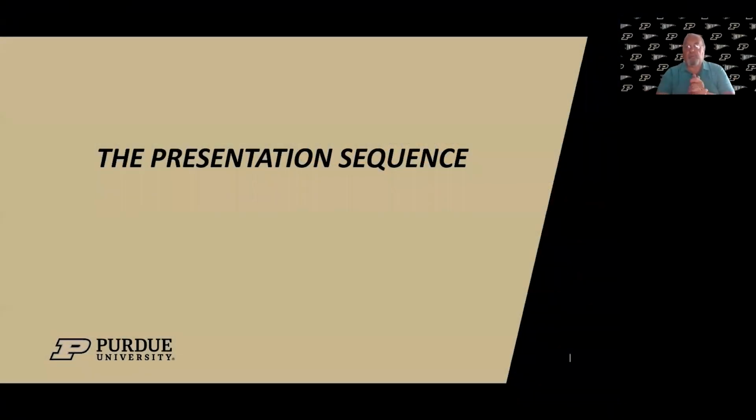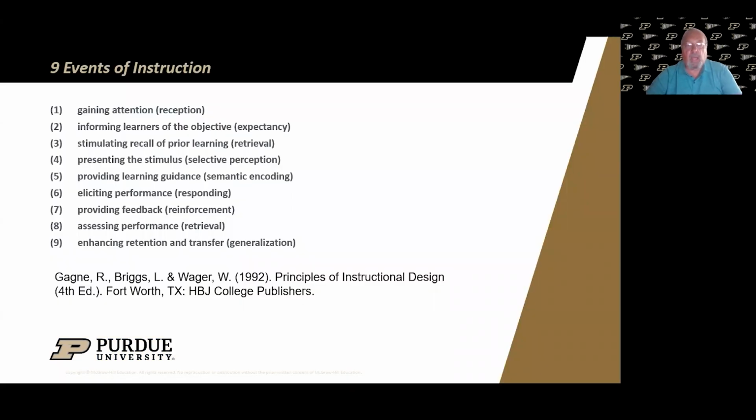So this is part 2, and we're going to talk about presentation sequencing. In this case, there are 9, I'm going to call them, events of instruction. And we're going to touch base on a lot of these as we walk through it. But first, gaining the attention: is the audience, or your trainees, receptive?